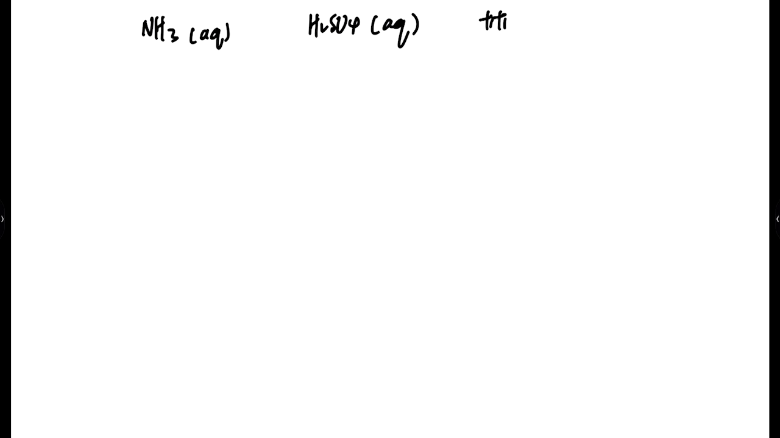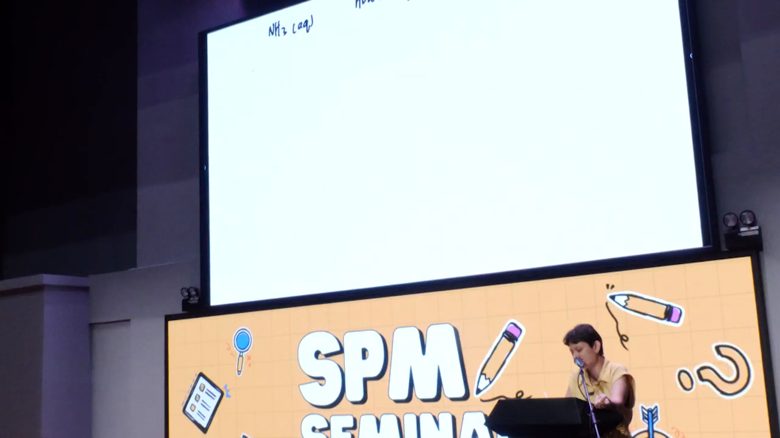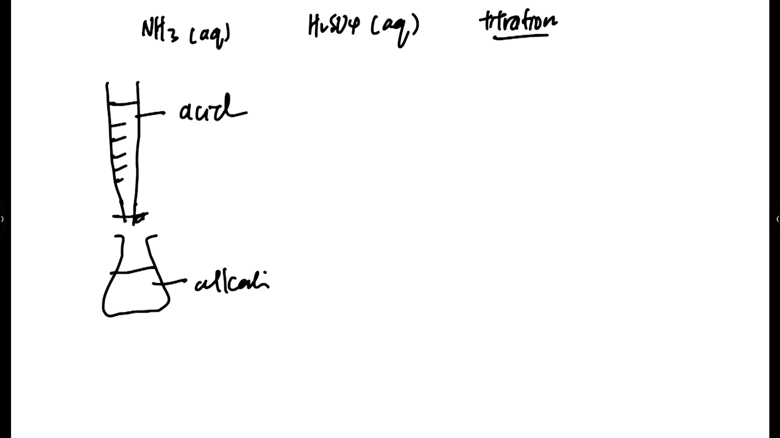And we already know titration. Okay? Alright. What must titration use? Burette and pipette. Okay? This is a burette. This is not a pipette, this is a conical flask. Okay. Where do you put acid? Where do you put alkali? Acid in the burette. Very good. Alkali in the conical flask.